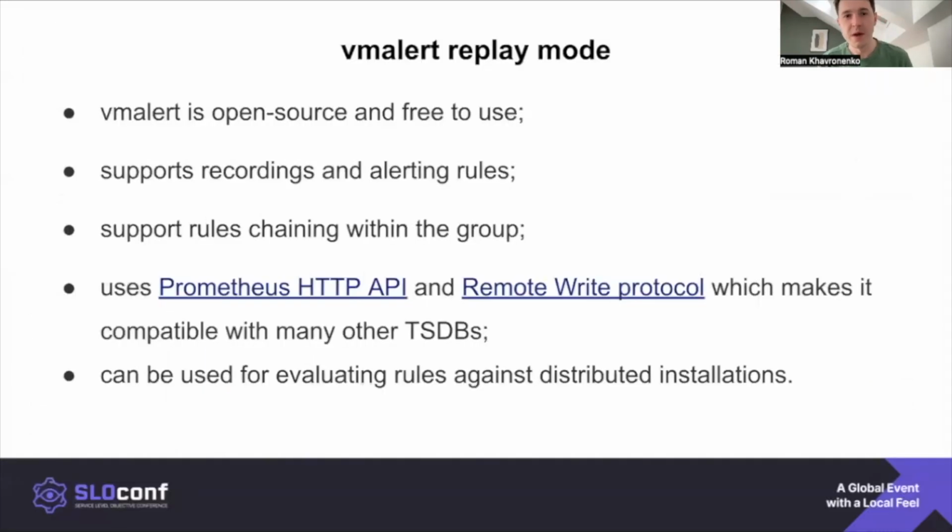Okay, to sum up. vmalert is an open source, standalone tool. It can be used without VictoriaMetrics as a separate tool. It is free to use. It is also under the Apache 2 license. It supports both recording and alerting rules, which you can evaluate in real time or in the past. It supports rules chaining, which is especially important for calculating SLOs.